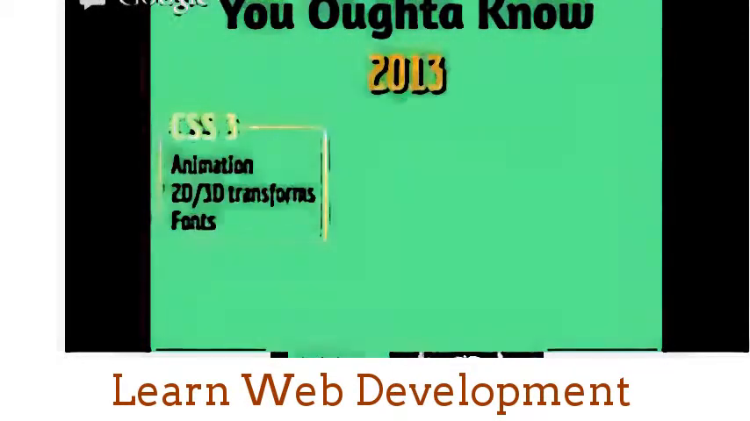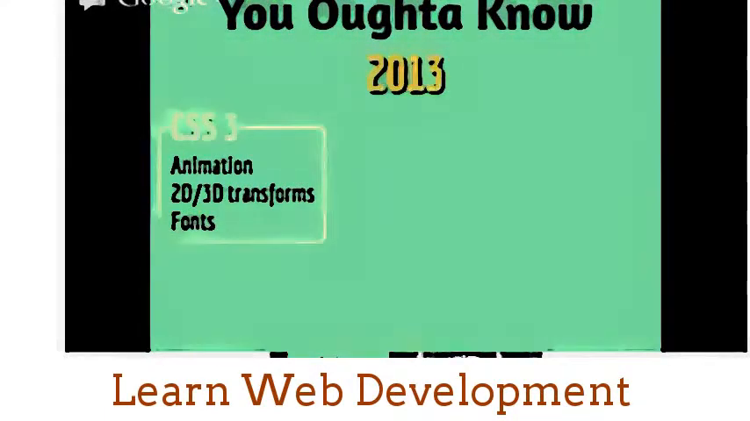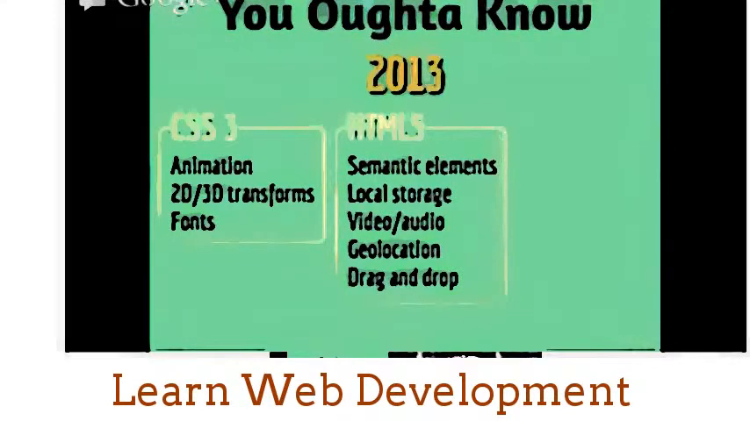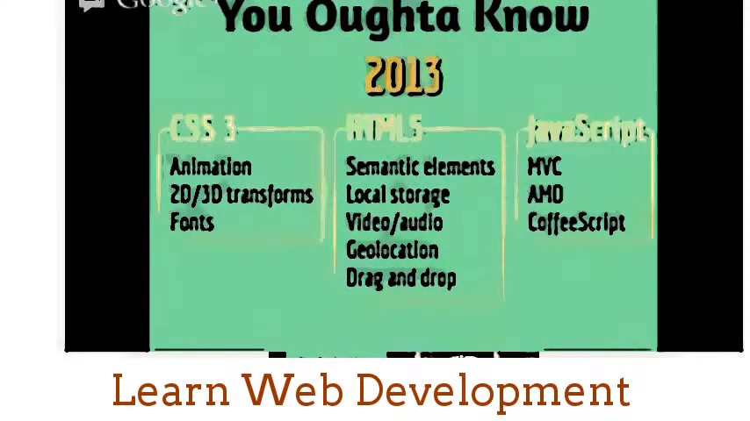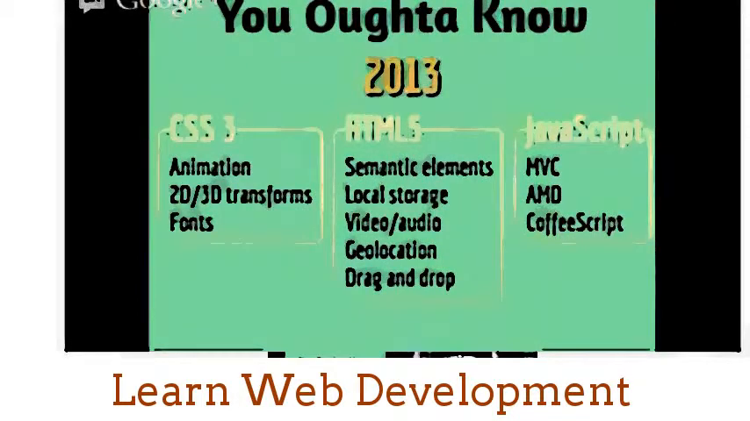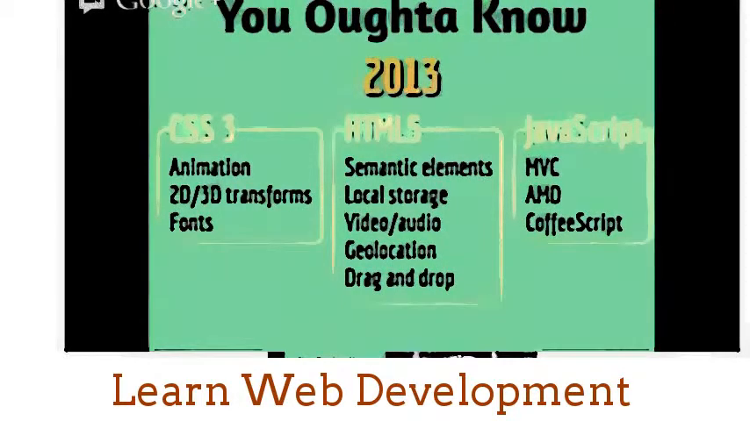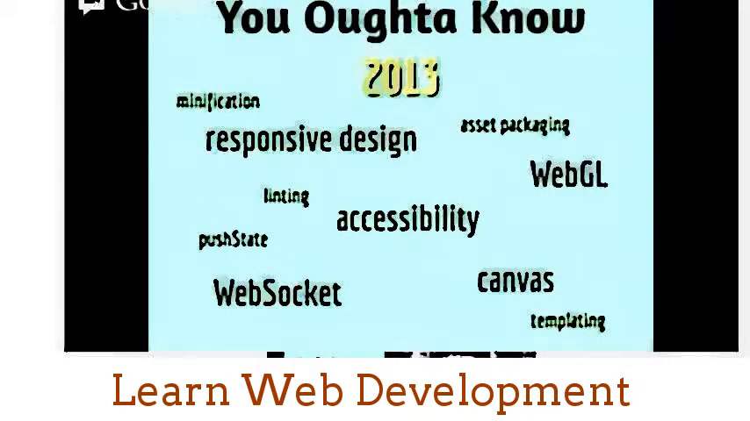CSS3 really comprises animation and 2D, 3D transforms and fonts, and HTML5, you've got this host of new semantic elements and local storage and video and audio and geolocation, and JavaScript is MVC and AMD, and really it's just evolved into a series of acronyms at this point. Plus you got the CoffeeScript and the EspressoScript and the LatteScript, and you'll probably want to know about this stuff here as well, and maybe have a passing familiarity with all of these things.